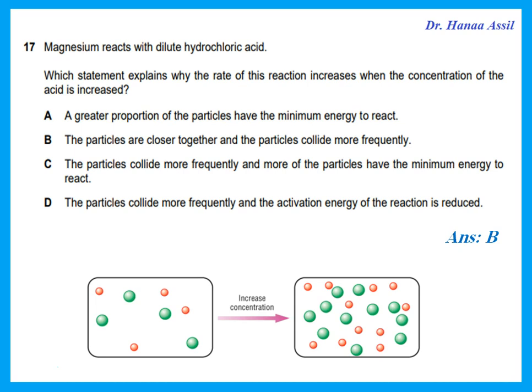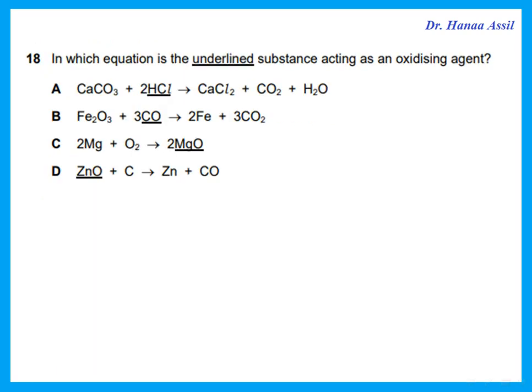In which equation is the underlying substance acting as an oxidizing agent? Remember, the oxidizing agent is the one that has oxygen and gives it up to the other one. So it becomes reduced. So the oxidizing agent is the substance that becomes reduced. And remember again, when we're choosing oxidizing or reducing agents, we're looking at the substances before the arrow, not after the arrow. So the substances before the arrow, which are reactants, one of them should give up oxygen, so it is the oxidizing agent, and the other one should receive the oxygen, and that is the reducing agent.